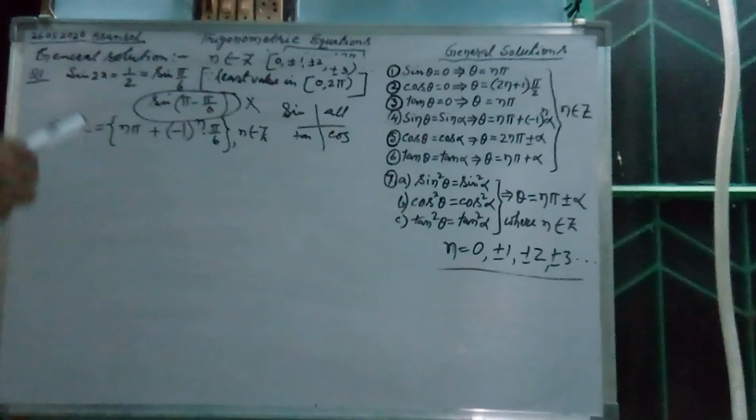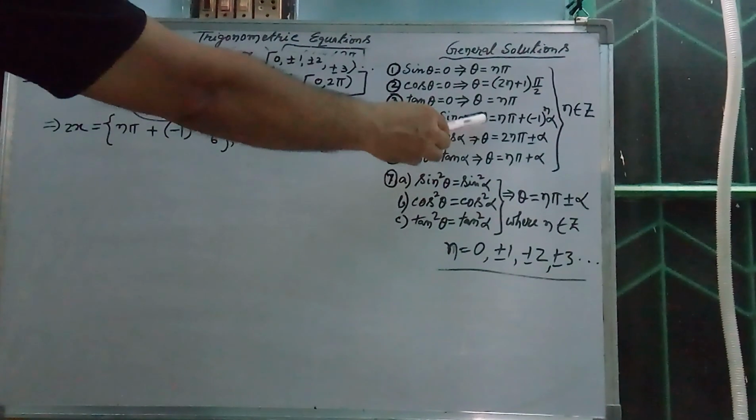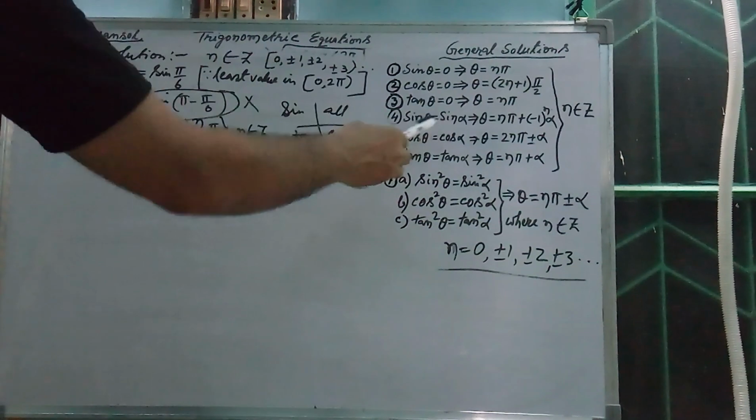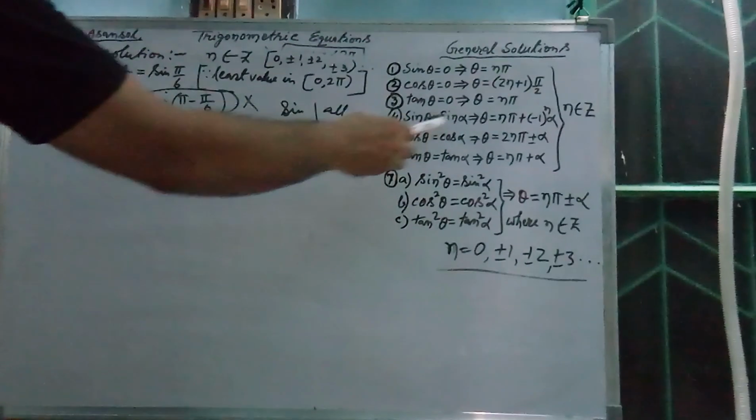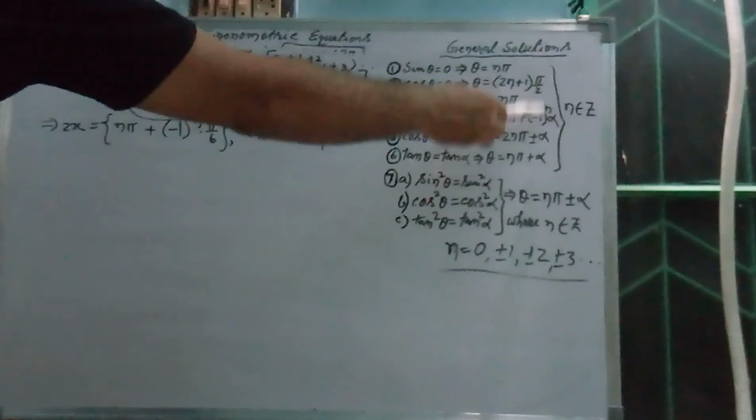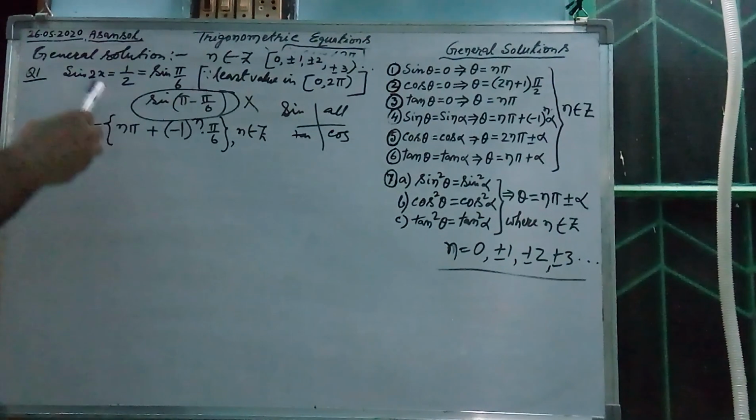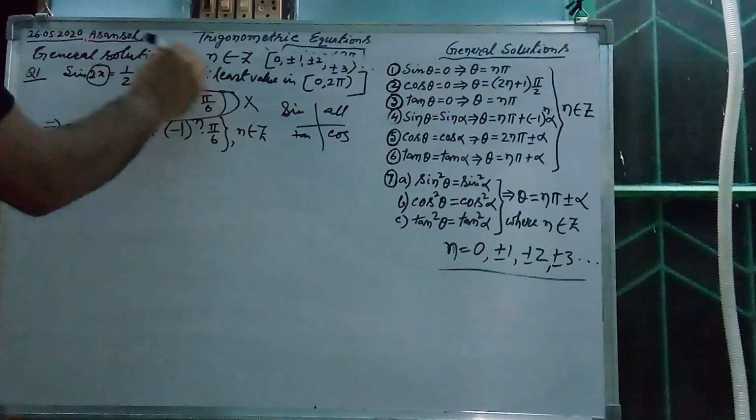If sin theta is equal to sin alpha, then theta is equal to n pi plus minus 1 to the power n into alpha. In case of general solutions, if sin theta is equal to sin alpha, then theta is equal to n pi plus minus 1 to the power n into alpha. Here, sin 2x is equal to sin pi by 6.